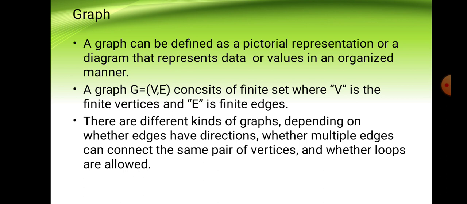A graph can be defined as a pictorial representation or a diagram that represents data or values in an organized manner. A graph G = (V, E) consists of a finite set where V is the finite set of vertices and E is the finite set of edges. There are different kinds of graphs depending on whether edges have direction, whether multiple edges are connected to the same pair of vertices, and whether loops are allowed or not.